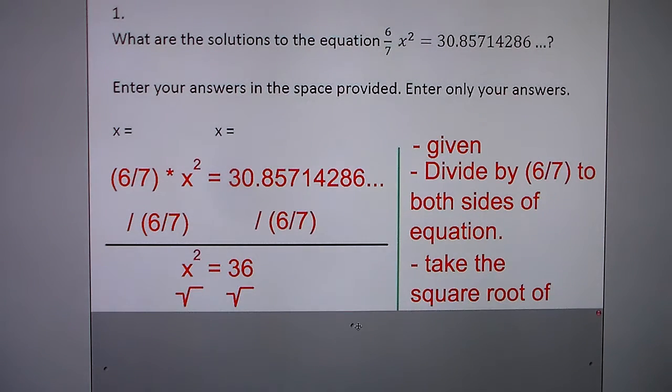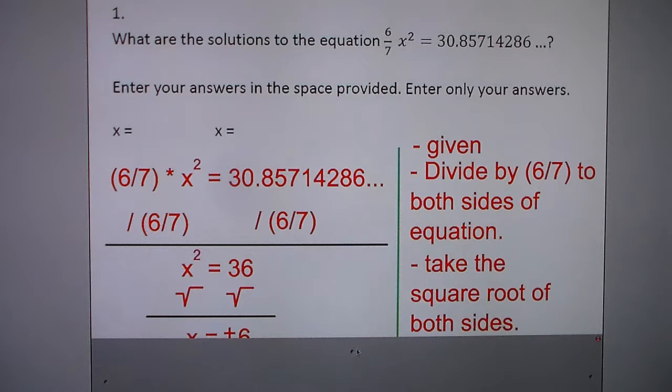Next is to take the square root of both sides of the equation. So we have our x squared, because that's what's left over; 6/7 times and divide by 6/7 are going to cancel out. 30.85714286 divided by 6/7 gets you 36. The number got chopped off in the calculator, but it should be very close to 36.